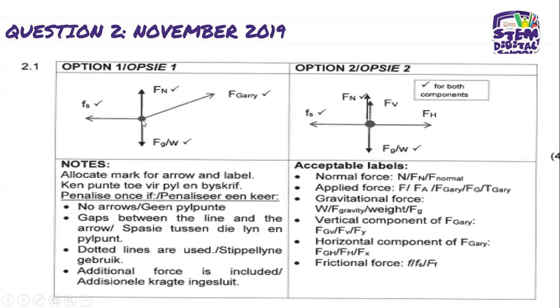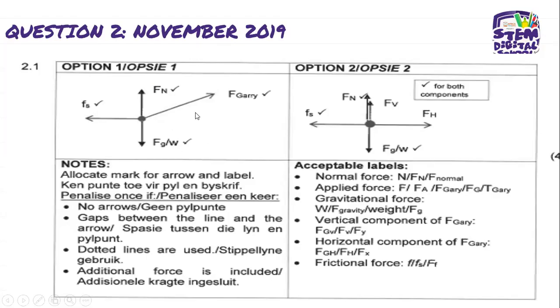Remember again, this force is making an angle of 60 degrees with the horizontal, so you will draw it exactly like that. And it must touch the dot, it must have an arrowhead, it must have a correct label, and that will give you a mark. And the same applies to the force of gravity, and the same applies to your frictional force, in this case, the static friction.